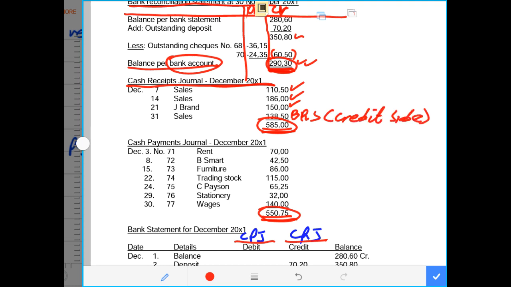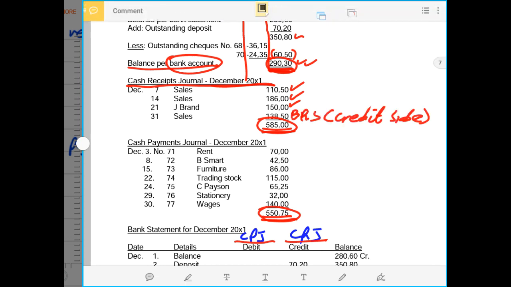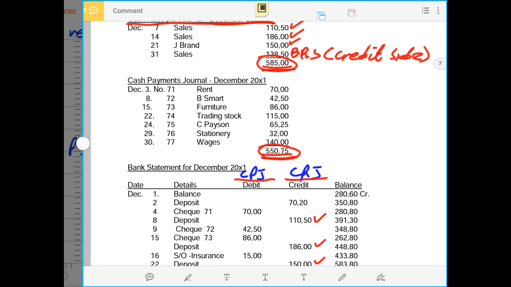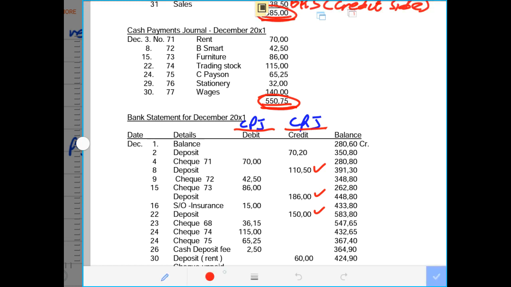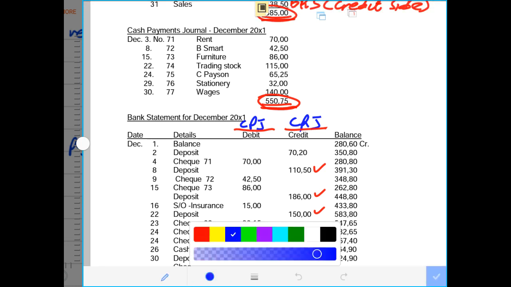On the credit side of the bank reconciliation statement, in the cash receipt journal, we are done. All the amounts have been taken into account. But we are not done with the credit side of the bank statement. Now we compare, and the question is, are there any other amounts that are not yet marked or ticked off? The answer is yes.